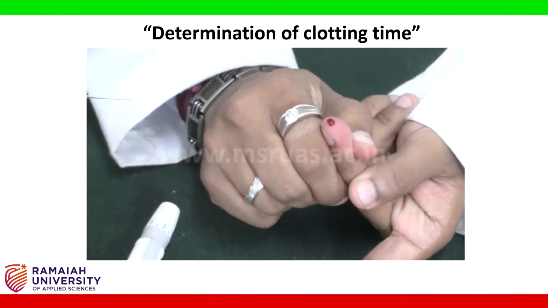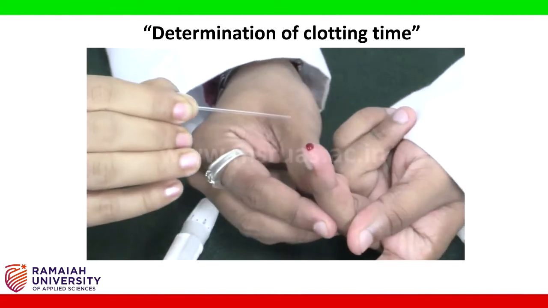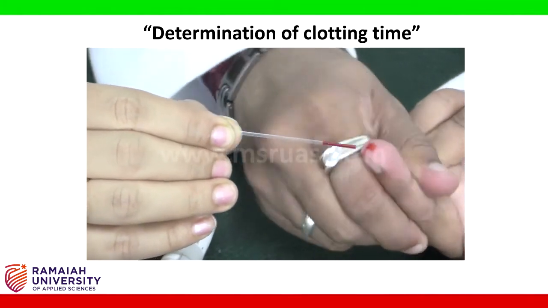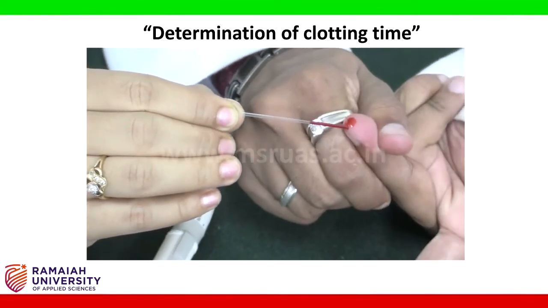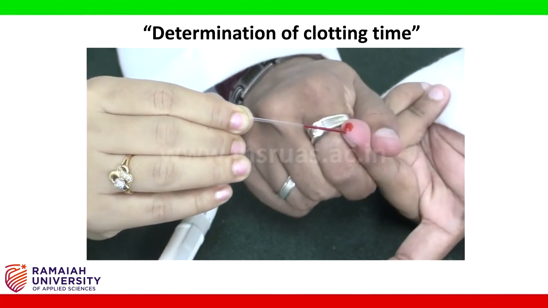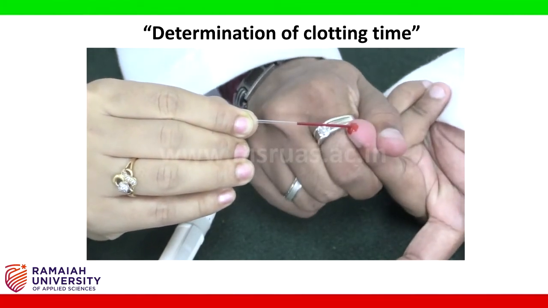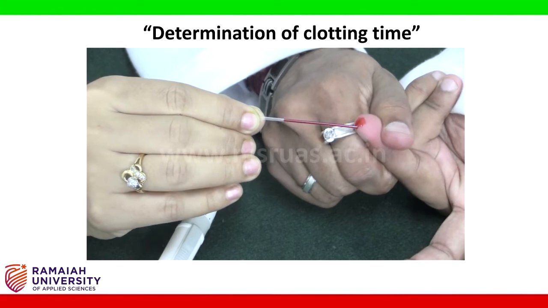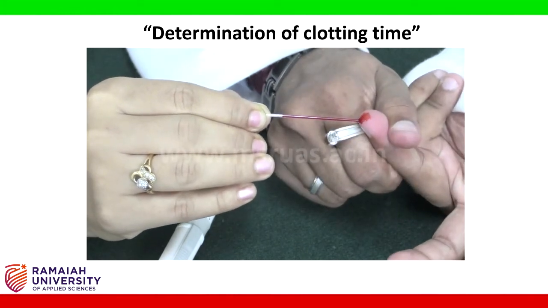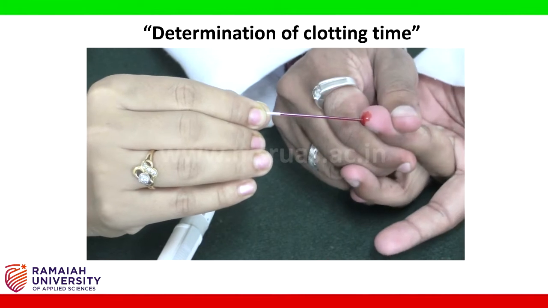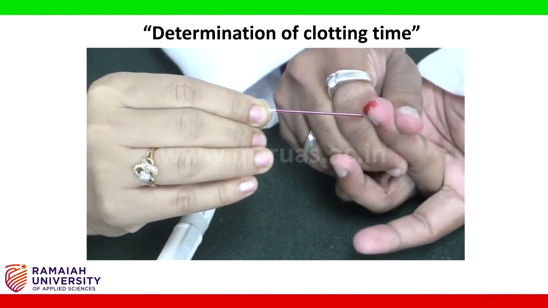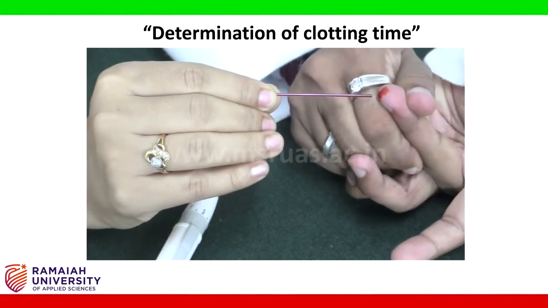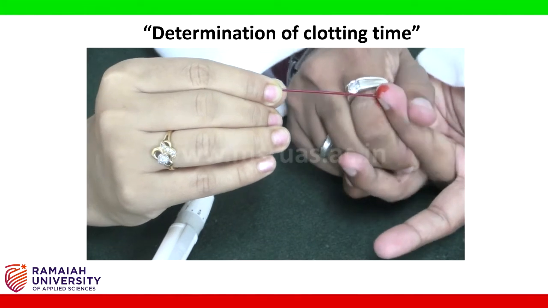Once the blood drop is formed, touch the tip of the capillary tube to the tip of the blood droplet and allow the blood to fill the capillary tube. Due to the capillary action, the blood will automatically start rising in the capillary tube. And once the capillary tube is completely filled with the blood, switch on the timer. Then for every 30 seconds, start breaking off 0.5 centimeter of the capillary tube.